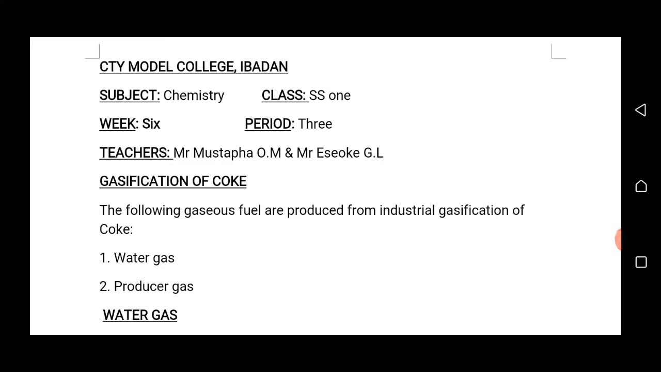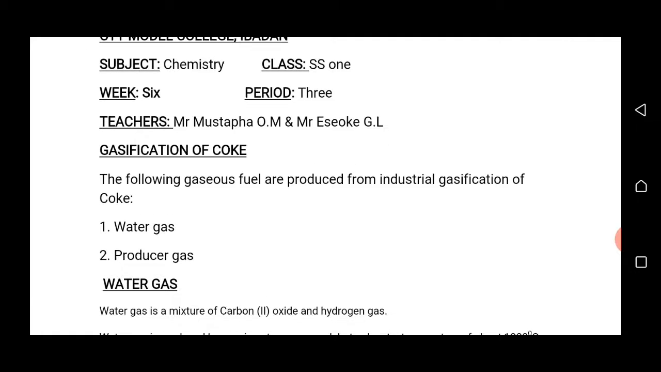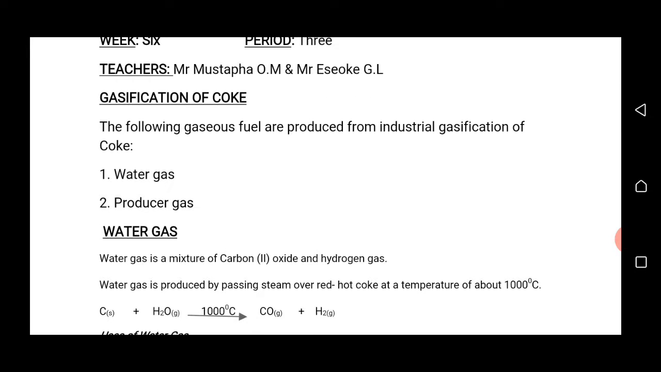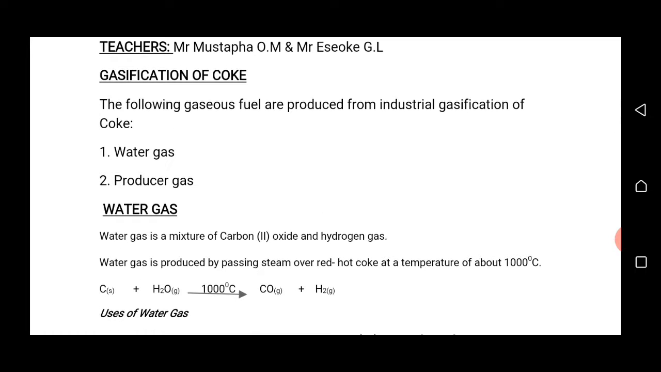You are welcome to another class of our chemistry e-learning class. Today we shall continue our topic of discussion, carbon and its compound. For today we shall discuss another important subtopic under carbon and its compound, that is gasification of coke.